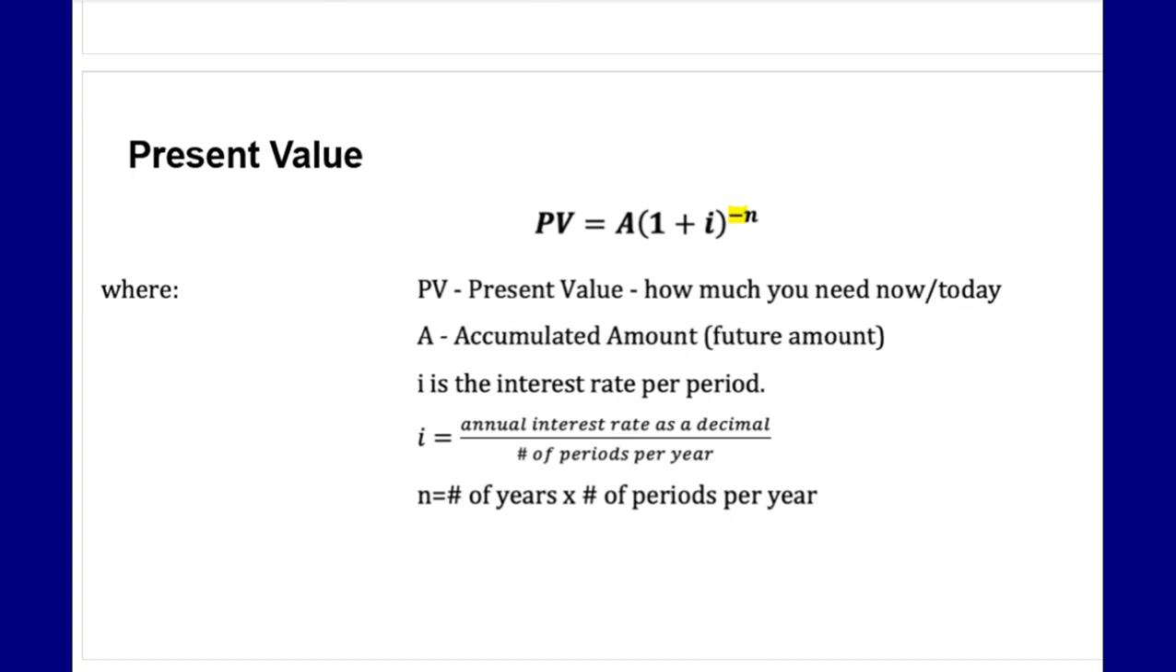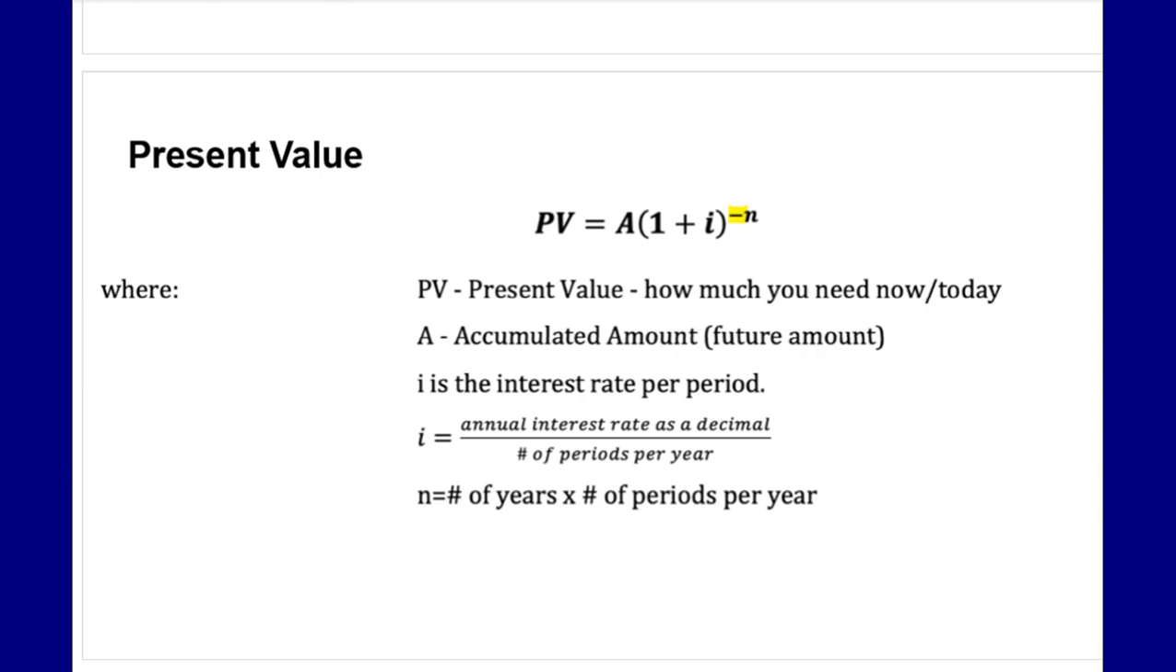So PV, present value, is how much we need now or today. Those are the keywords that you're looking for in the question. Again, it could just use P instead, or think of it as the principal. That's the value we're looking for. A is the accumulated amount or the future amount, the amount at the end of the question. That's the A value, so that's something that we'd be given.